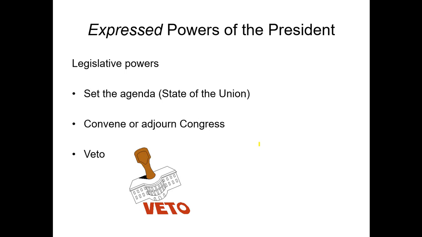He has the power to not sign that bill if he does not agree with it. Again, these don't happen very often. And we also know that the Congress could override the president's veto with a 2/3 vote in both houses, which of course is also very difficult and very rare as well.